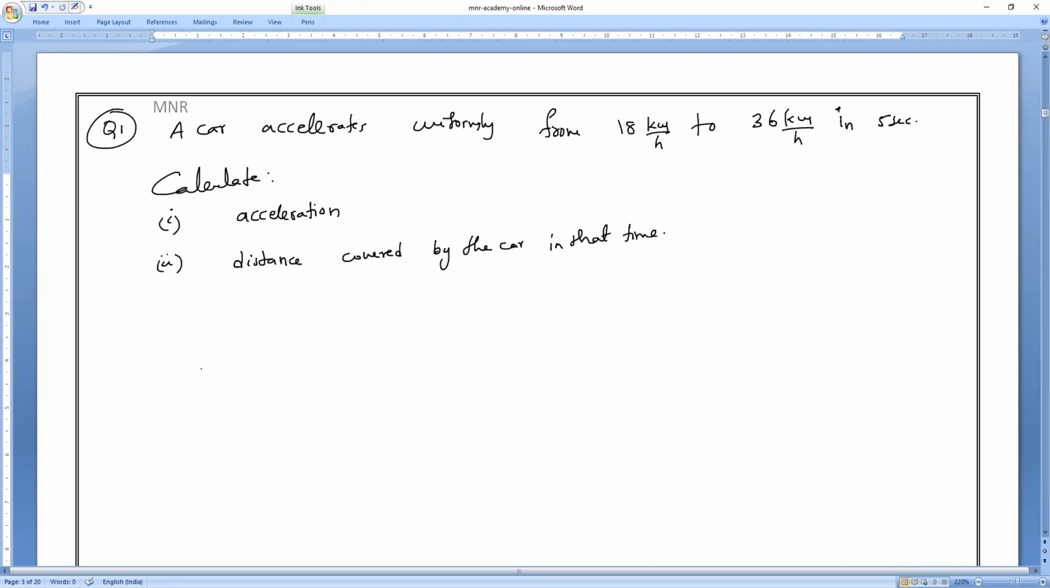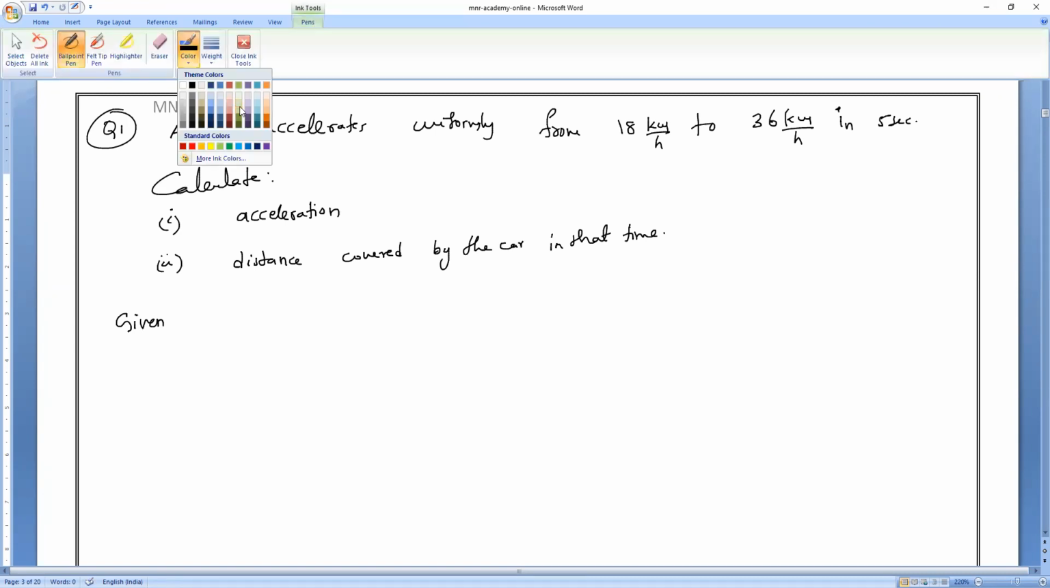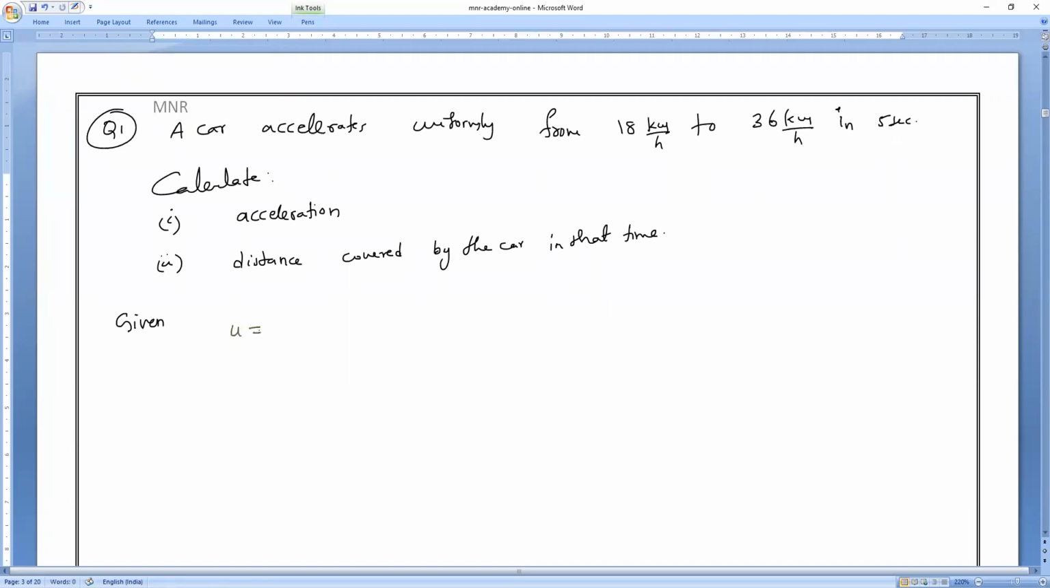Yes or no? So first, we all know what the given data is. Initial velocity u is equal to how much? 18 kilometers per hour. So we have to convert it into meters per second, multiplying by 5 by 18. The 18 will get cancelled. How many meters per second? 5 meters per second.